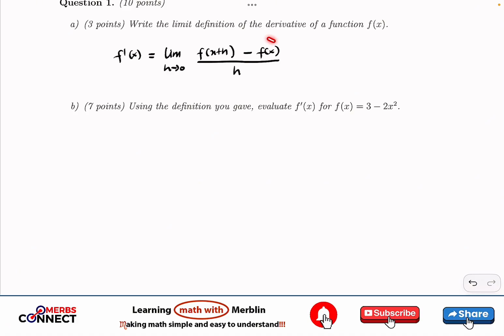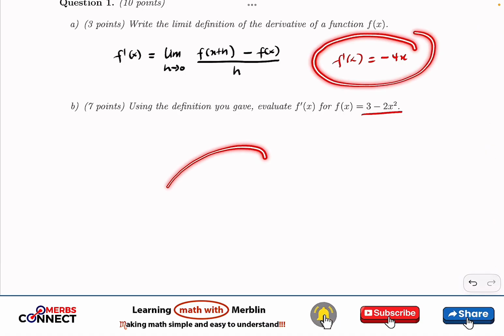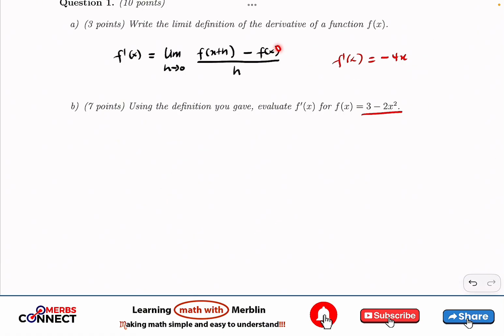B is asking us to use the definition that we gave to find this. Now the tip here is, anytime you are using the limit definition formula to find the derivative, one thing I'm going to do first is quickly find f prime of this function, which is going to give me minus 4x using the power rule. This will guide me throughout my work. I know that when I use this limit definition, I should be able to get this right here.